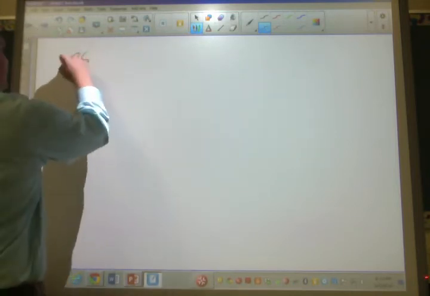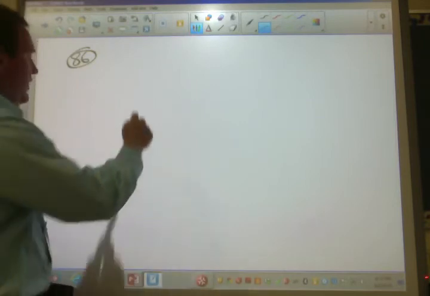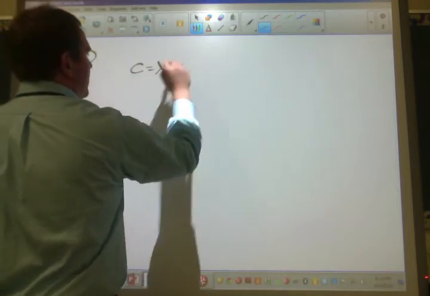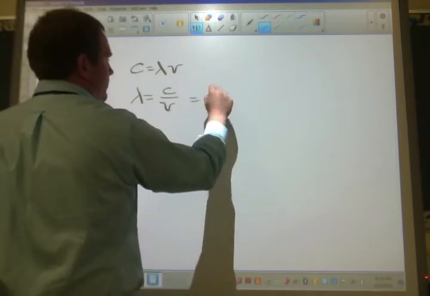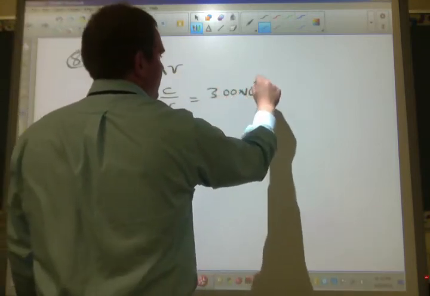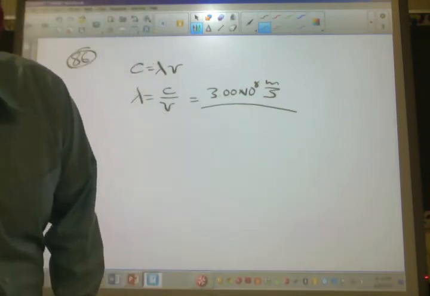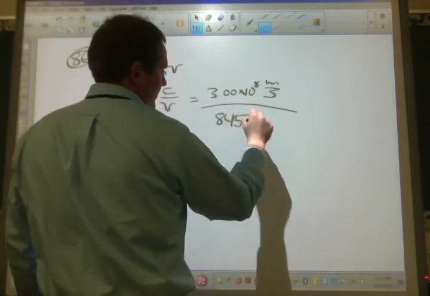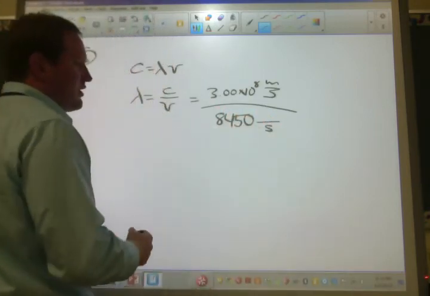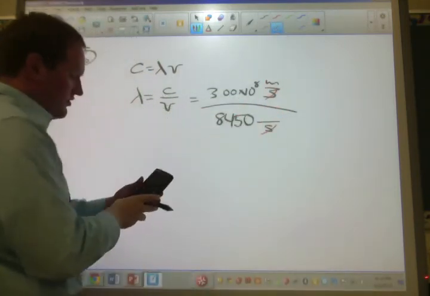86. What is the wavelength of a radio wave with a frequency of 8450 hertz? Okay, same formula, c equals lambda nu, except this time I'm solving for wavelength, so lambda equals c over nu equals 3.00 times 10 to the 8th meters per second divided by 8450 hertz. And for hertz, I like to do per second because it's that many peaks per second. You can see here that per second cancels per second. I'm left with just meters.